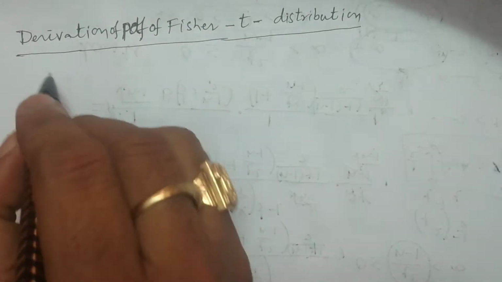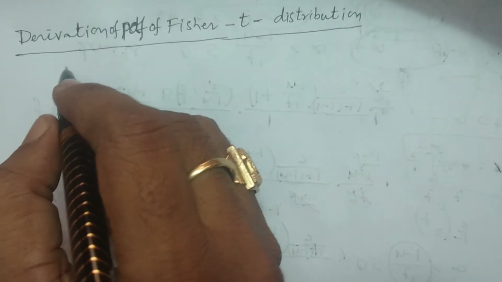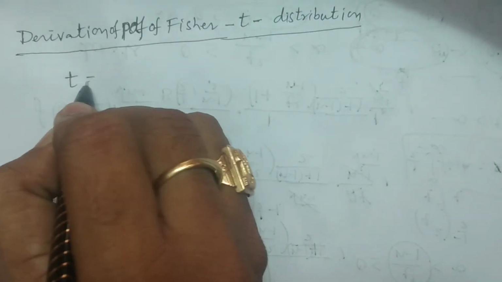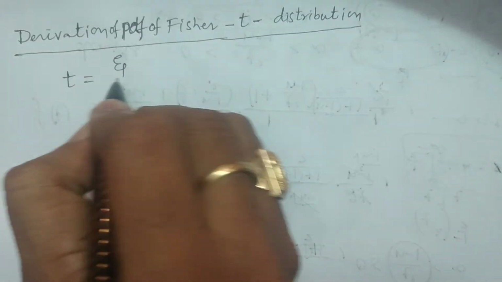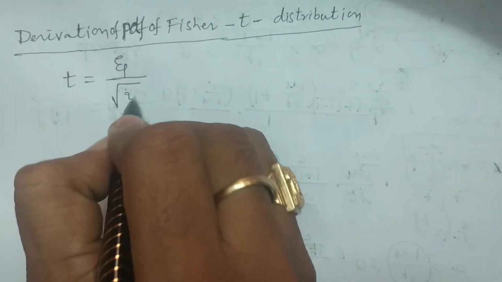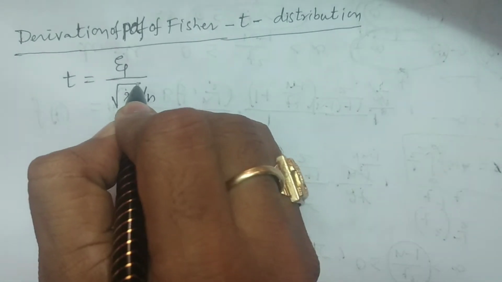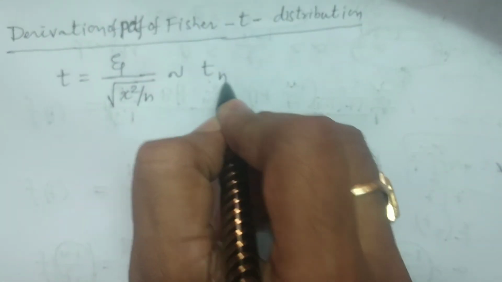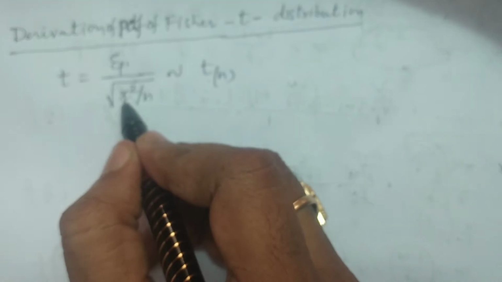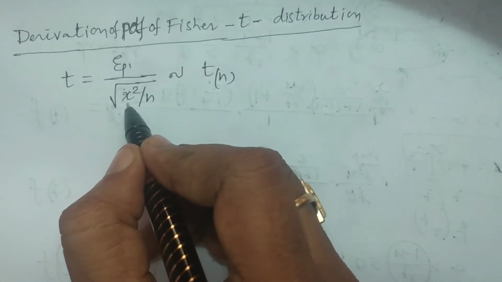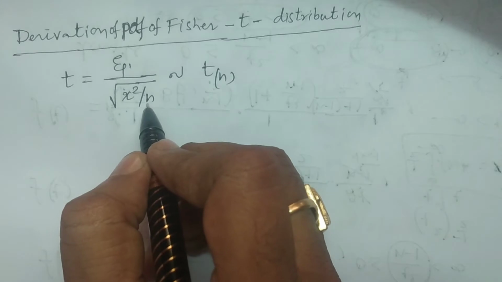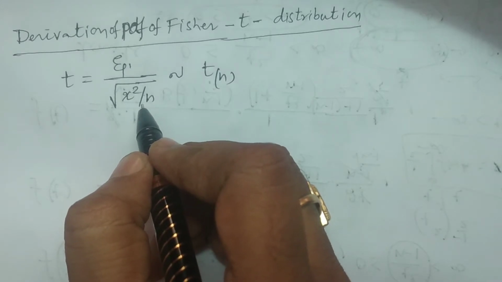So first of all, I consider the Fisher t statistic. What is the Fisher t statistic? It is defined as t is equal to xi divided by the square root of chi square by n. That is the ratio of a standard normal variate and the square root of a chi square variate divided by its degrees of freedom. That is the Fisher t statistic.